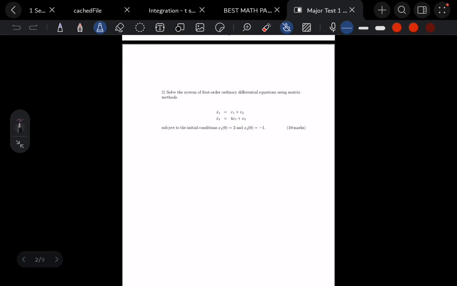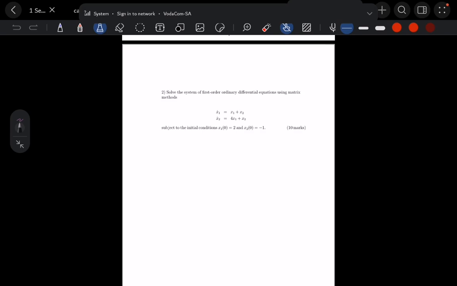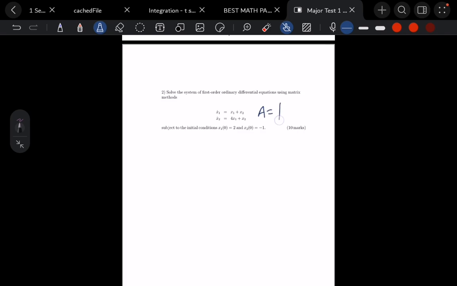Let us move on. Number 2, solve the following system of first order differential equations using the matrix method. To solve this, first we need to write our matrix A. Matrix A is the coefficients of that, so it's going to be 1, 4, 1, 1. And again, this column here is for x1, and this column is for x2. Right, we need to solve that.